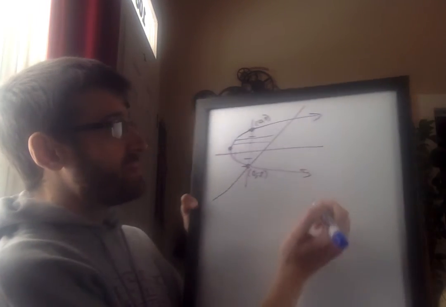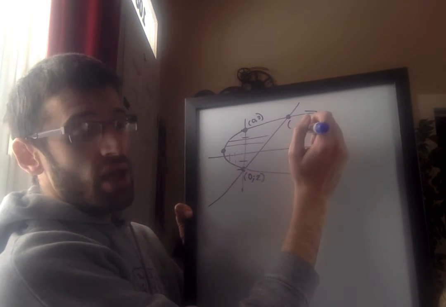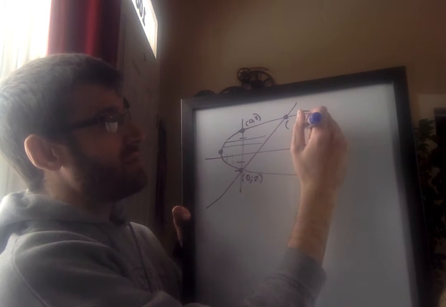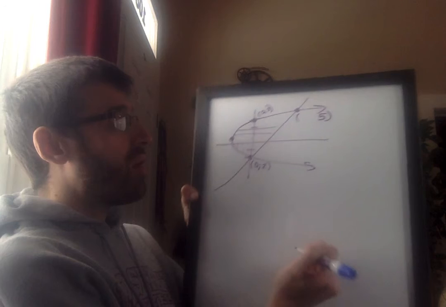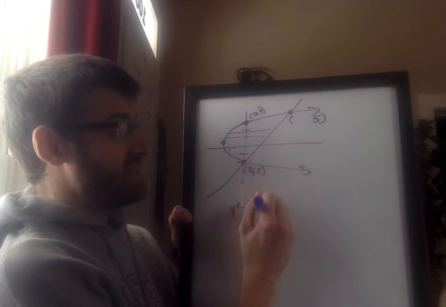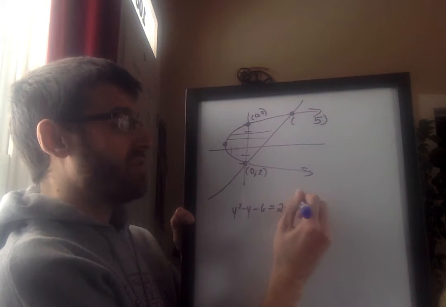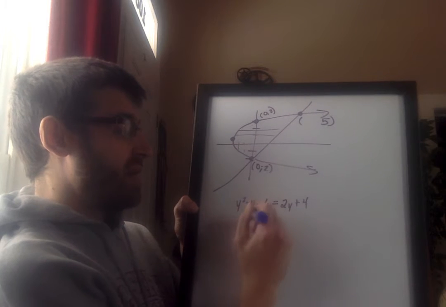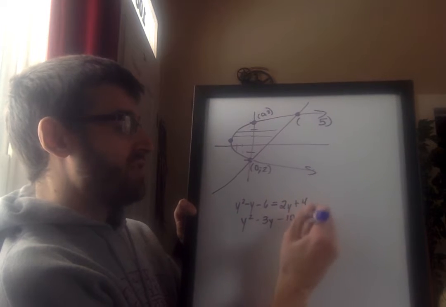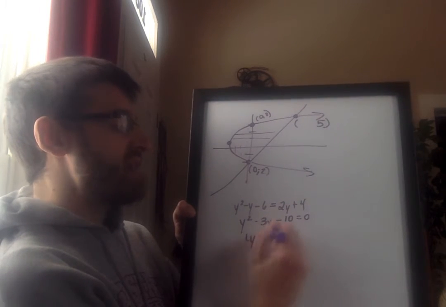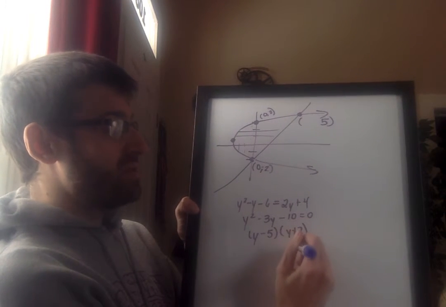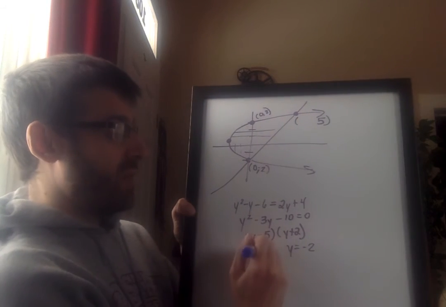And this was the point, y was 5. So all I did to find that point is set y squared minus y minus 6 equal to the 2y plus 4 to find where they intersect. So that would be y squared minus 3y minus 10. That's going to factor into y minus 5 and y plus 2. I could see that that's at y equals negative 2. That's where they intersect, and at y equals 5.